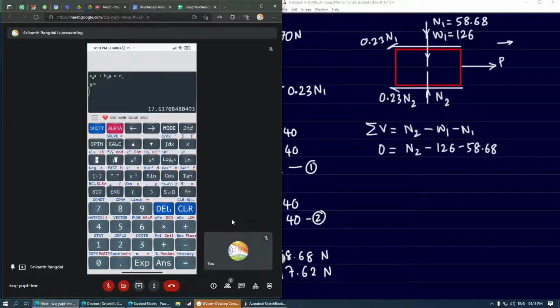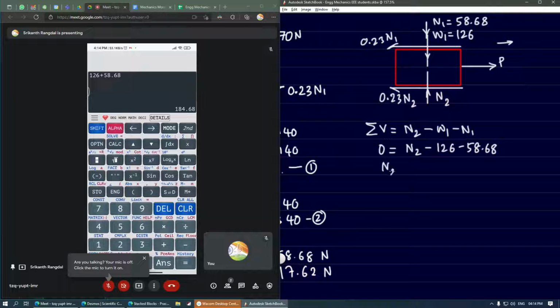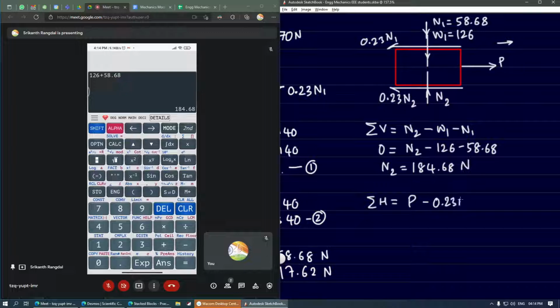So if you come back over here, we'll have to find this, go back to normal calculation mode, and then feed this 126 plus 58.68. So we are getting the value of N2 here, that is 184.68 newtons. Next we have to take sum of horizontal components, and you see force P is acting right side, hence it is positive. The remaining two forces, 0.23 times N1 and 0.23 times N2, are both acting left, so they both have to be negative.